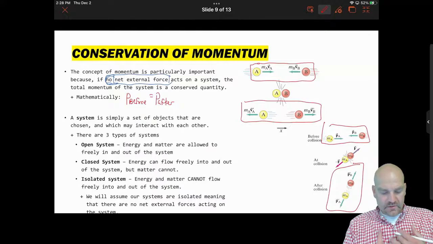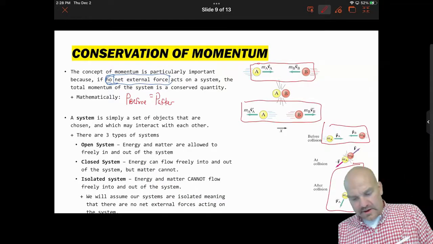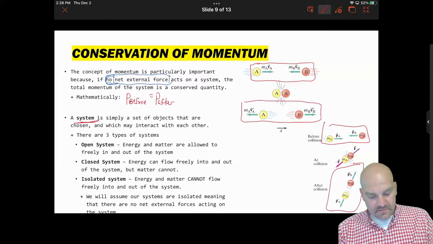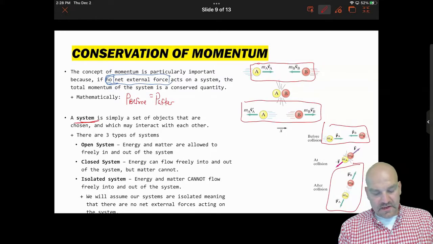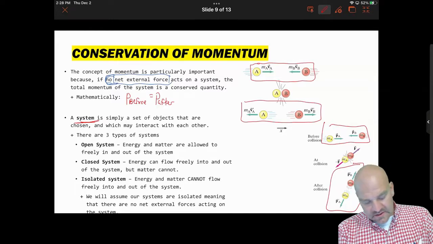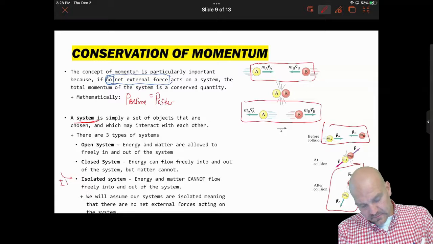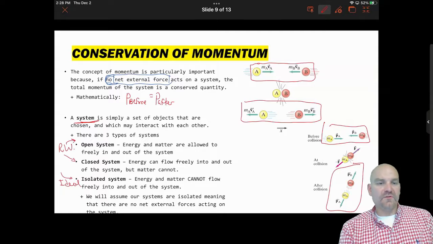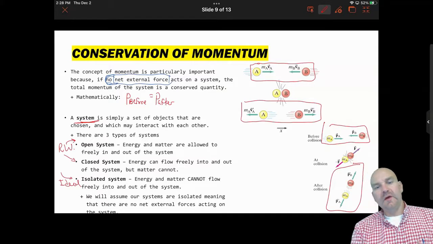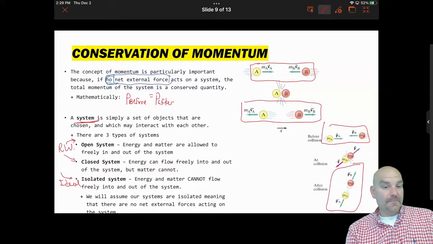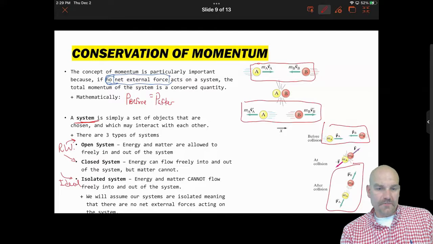And so here we talk very briefly about systems, right? So again, a system is simply a set of objects that are chosen which may interact with each other. And so there are 3 types of systems: open, closed, isolated. This is ideal. This is more real world. Okay, well, these 2 are more real world. Okay, so open system, energy and matter allowed to flow freely in and out of a system. Closed system, energy can flow freely into the system, but matter cannot. Isolated, nothing goes in or out.